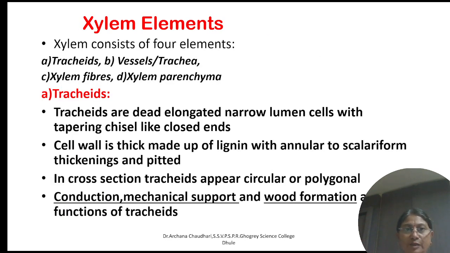Let us see the xylem elements: tracheids, vessels, also called trachea, xylem fibers, and xylem parenchyma. Let us see each in detail. Tracheids. Tracheids are dead, elongated, narrow lumen cells with tapering, chisel-like closed ends. The cell wall is thick and made up of lignin, with annular, spiral or sometimes scalariform thickenings, and pitted. In cross section, tracheids appear circular and polygonal. Conduction, mechanical support, and wood formation are the functions of tracheids.